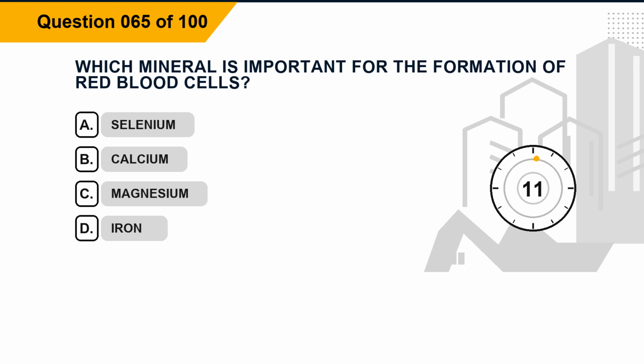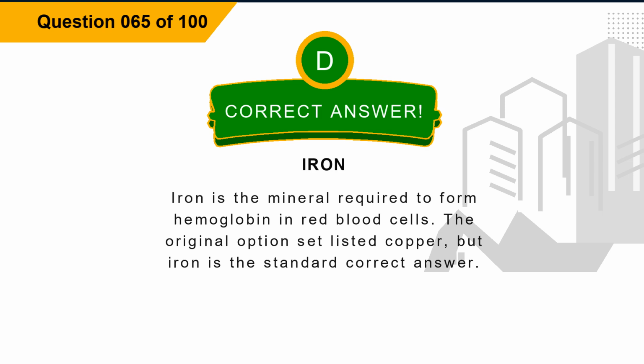Question 65. Which mineral is important for the formation of red blood cells? Option A, selenium. Option B, calcium. Option C, magnesium. Option D, iron. The correct answer is option D, iron. Explanation. Iron is the mineral required to form hemoglobin in red blood cells. The original option set listed copper, but iron is the standard correct answer.